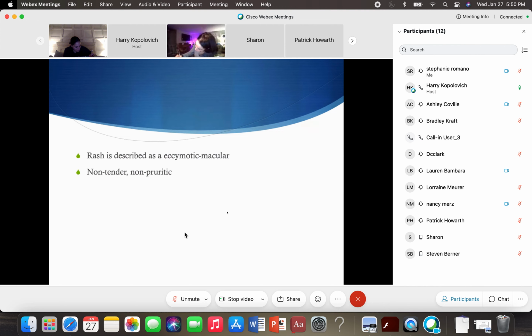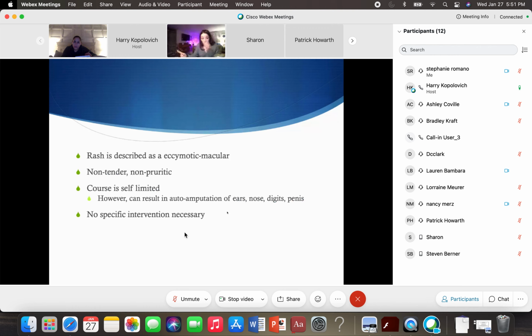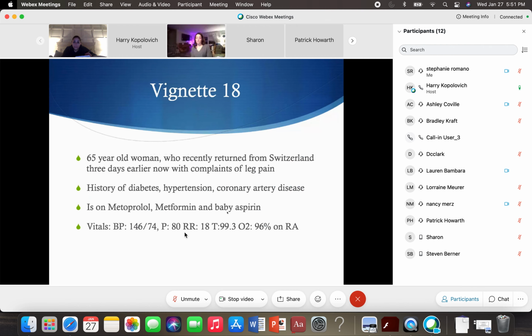The rash is described as being ecchymotic and macular. It's as painful as that looks. It's non-tender. It's non-pruritic. And the course is self-limited, assuming that the user stops using cocaine. However, in individuals with advanced disease, it can result in auto-amputation of the ears, nose, digits, and penis. There's no specific intervention necessary except for telling them to stop using cocaine. It generally resolves on its own in weeks. And if they use cocaine again during that period, either during the resolution or later on, it results in a complete return of the rash. It doesn't just come back a little bit, all of it comes back at once. All right, so kind of an interesting one.